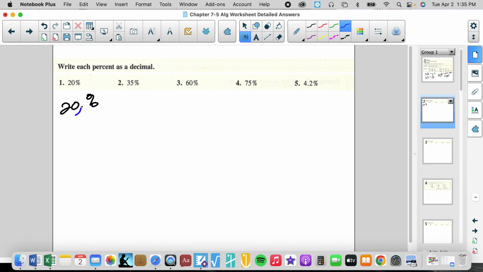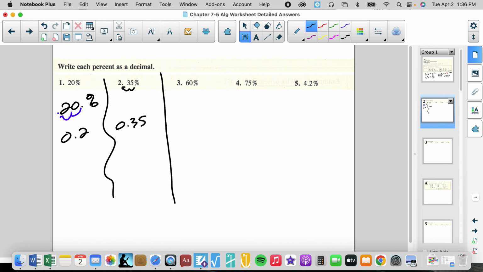We're going to move it 2 places to the left is the trick. And we get 0.2 is my decimal value for 20%. So move it over 2 places, 1, 2, we get 0.35. And always put the 0 in front. I don't ever give that as a decimal without it. That's incorrect. I would always write the 0 in front of it.